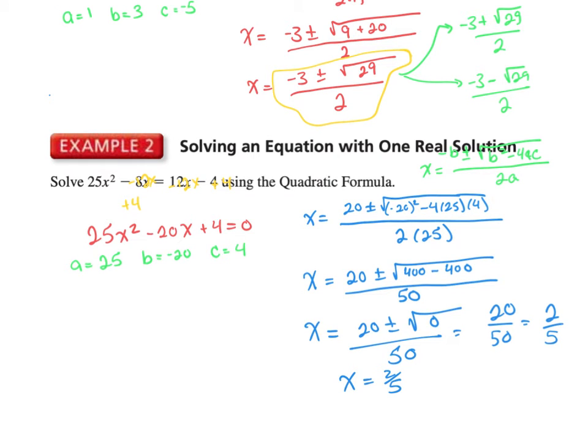So when you have 0 under your radical symbol, your square root symbol, you will actually only get one answer. And we know that if we graph this, the only way we get one answer is if the vertex is on the x-axis. We're looking for that point right there, okay? So keep that in mind.